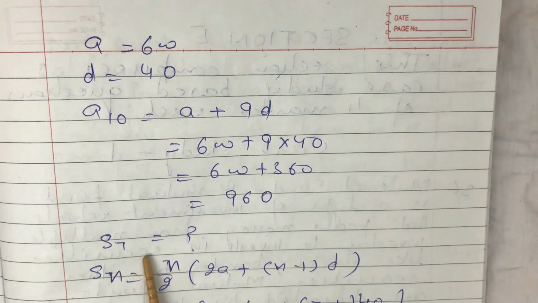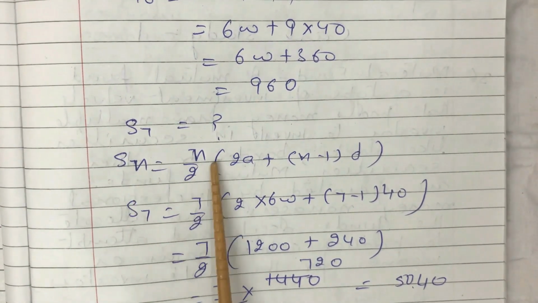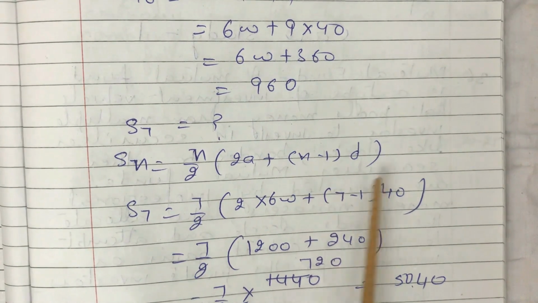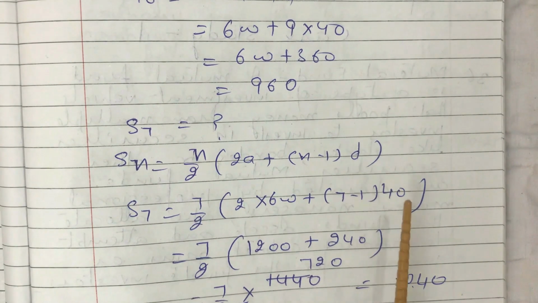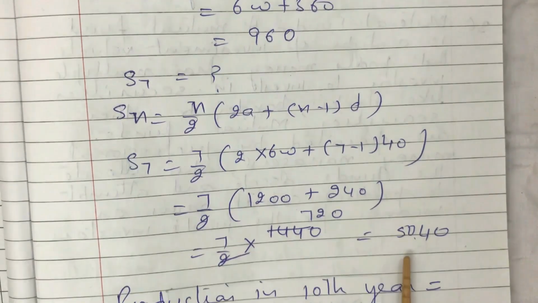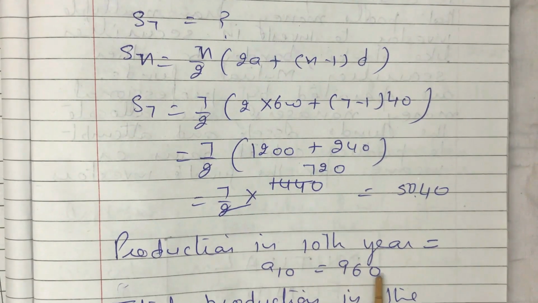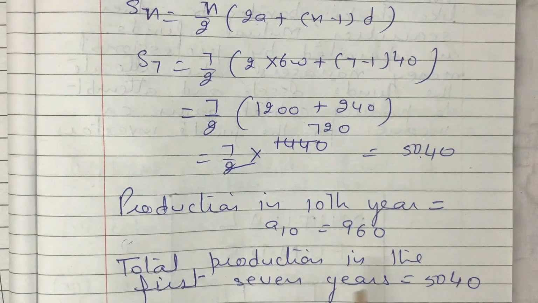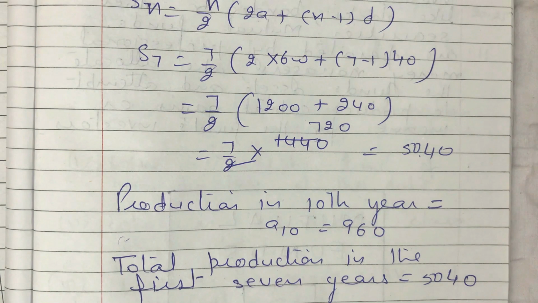You have to find S7. Now the formula for Sn is n by 2 times (2A plus (n minus 1)D). Substitute n as 7, and you have the value of A, you have the value of D. It means S7 will come out to be 5040. Production in the 10th year is equal to A10, that is 960, and total production in the first 7 years will come out to be 5040. That is the answer.